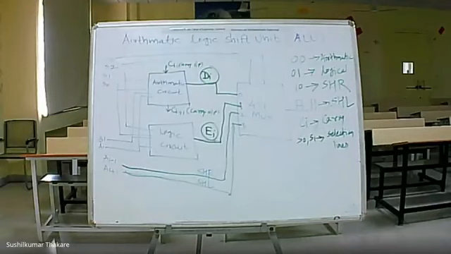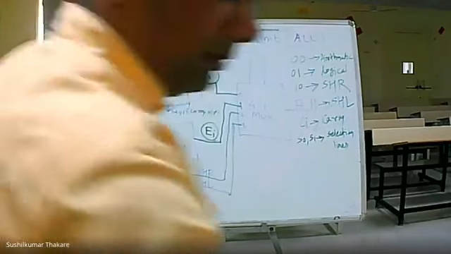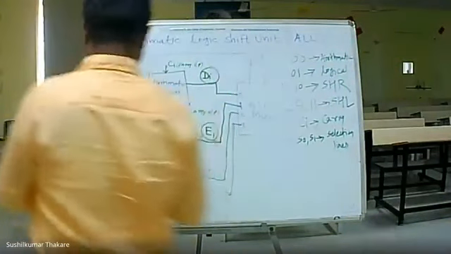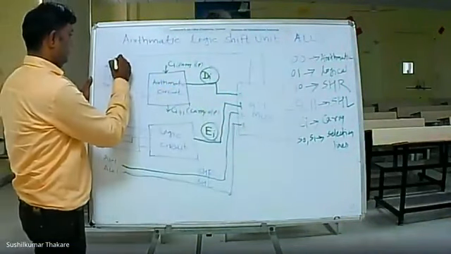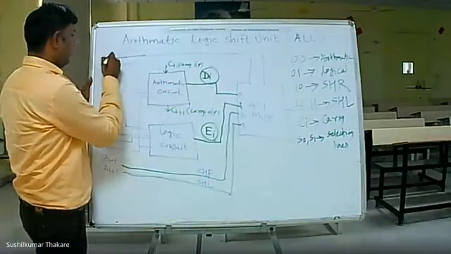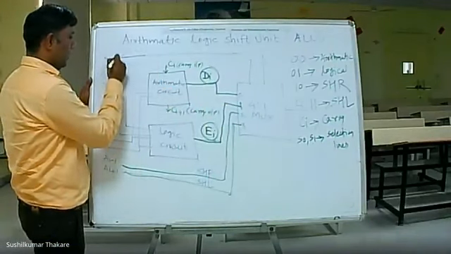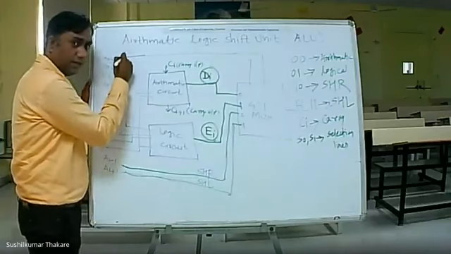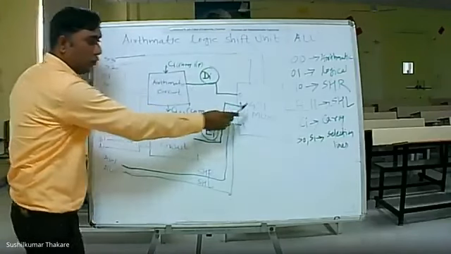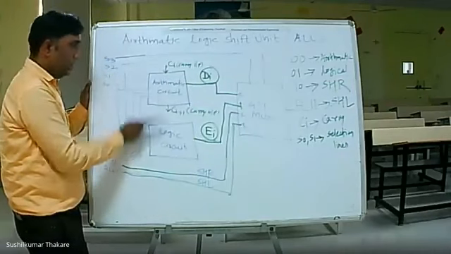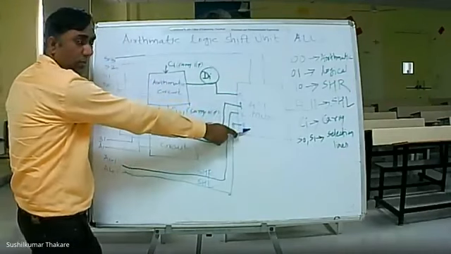This is S3 and S2. Both S3 and S2 are the selection lines of the 4:1 multiplexer. This is the arithmetic circuit, this is the logical circuit, and this is the 4:1 mux circuit.